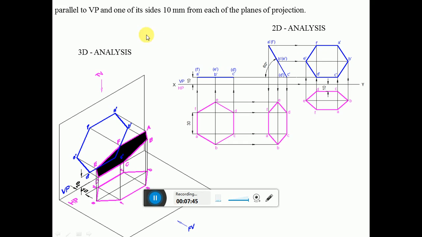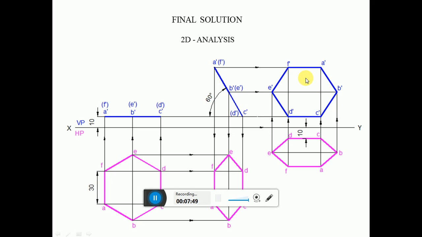So he says, now how to assess that my problem is right? He says one of its sides is 10 mm from each of the reference planes of projection. Which is the side? The side we are taking 10 mm above HP is the same side that is also 10 mm in front of VP. So that is the condition here. C dash D dash is 10 mm above HP, and the same CD has to be 10 mm in front of VP. So we have got this.